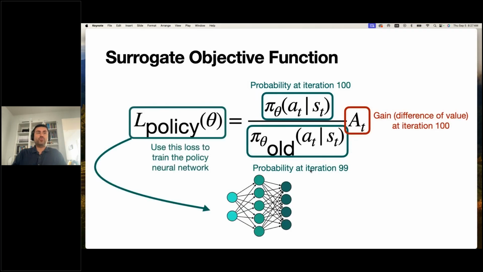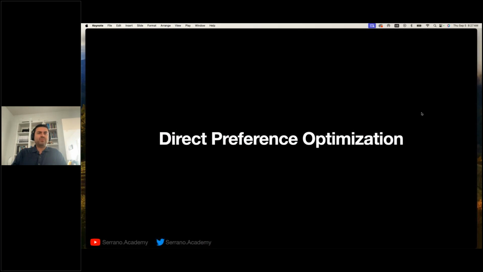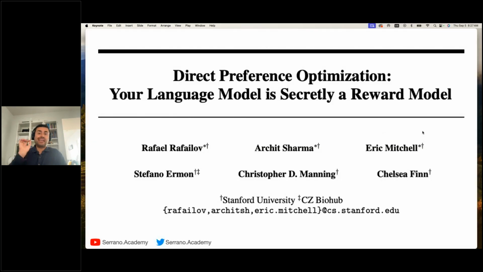And that's the policy that I use to train my policy neural network. I'm not going to get very far with DPO. This is a little more technical, and I have about 1 minute. So I'm just going to tell you that a really good technique called direct preference optimization was discovered recently in a great paper.